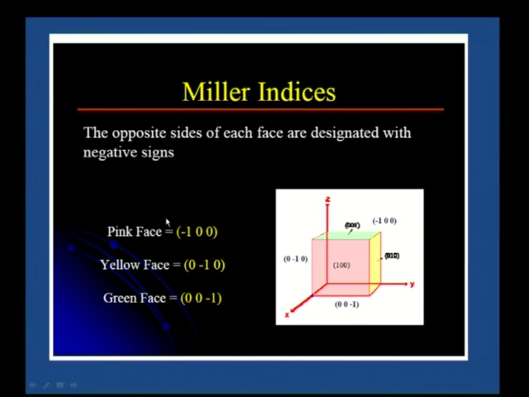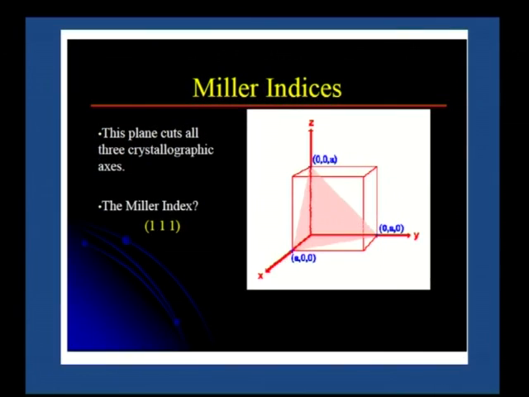The opposite sides of each face are designated with negative signs. If these faces cut along the negative intercept, then we will be having a minus sign, and I will come to that point a little later.